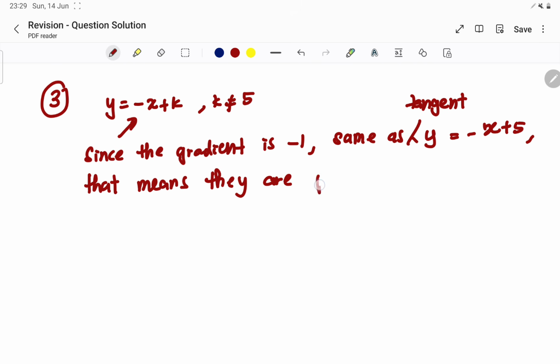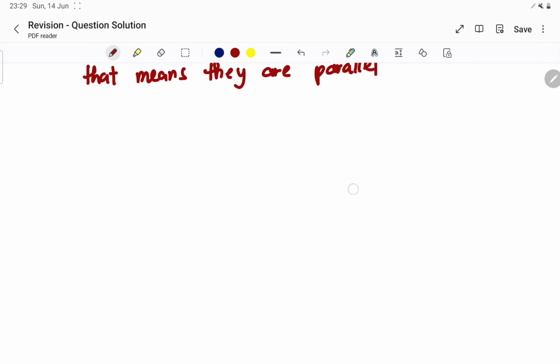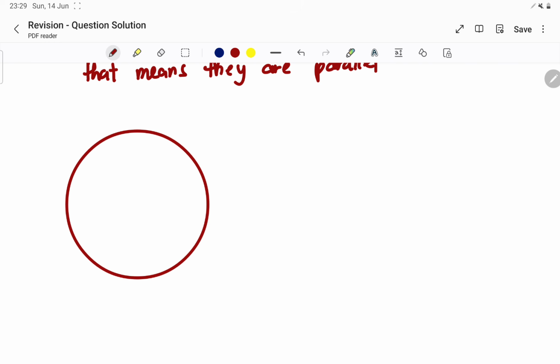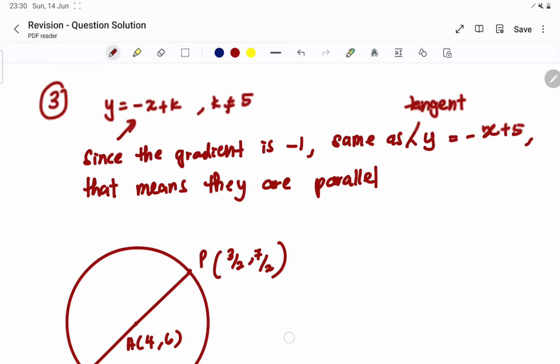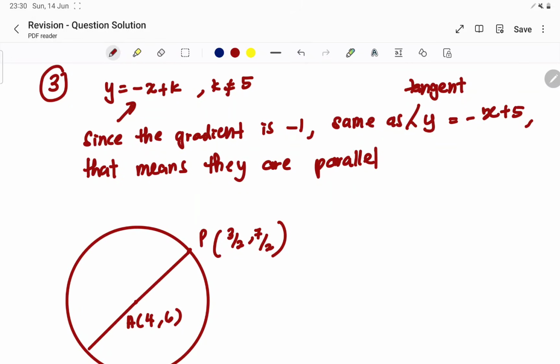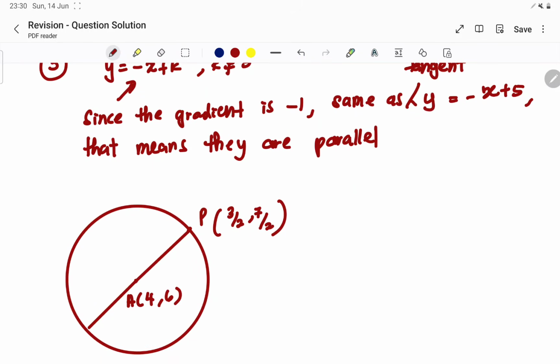Okay, they are parallel. So if I draw a circle like this, and this is the center A equal to (4, 6), and let's say this is P, which is (3/2, 7/2). So you have a straight line from A to P, and then you have another line from A to Q, which is the other tangent just now, y equals negative x plus k, because they are parallel.